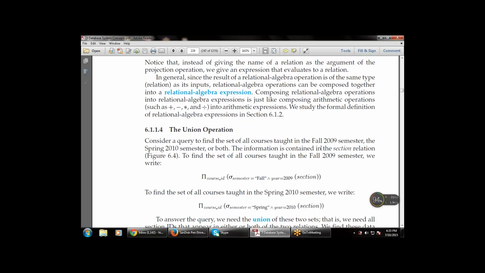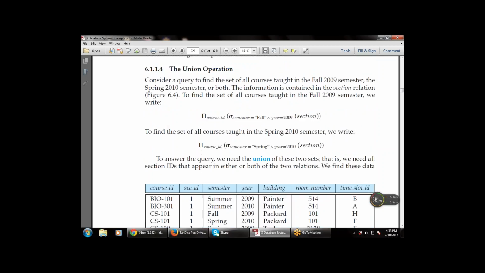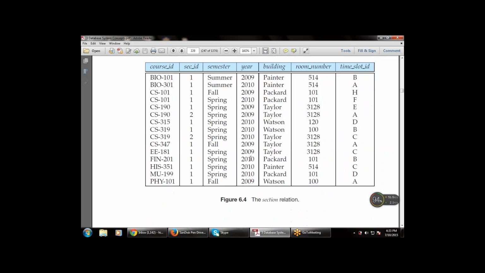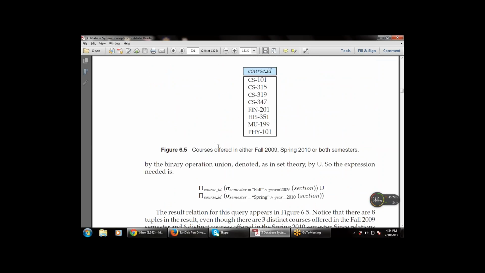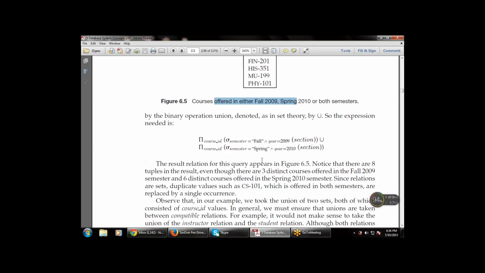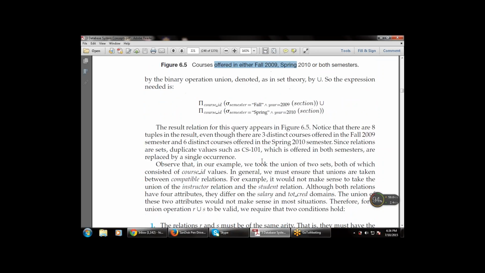To find the set of all courses taught in the spring 2010 semester, we write pi course ID, sigma semester equals spring and year equals 2010, on section. To answer the query, we need the union of the two sets. The result has course ID, section ID, semester, year, building, room number, time slot ID: the courses offered in fall 2009, or spring 2010, or both semesters.